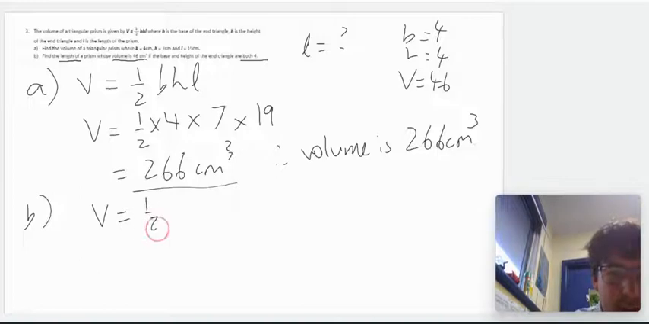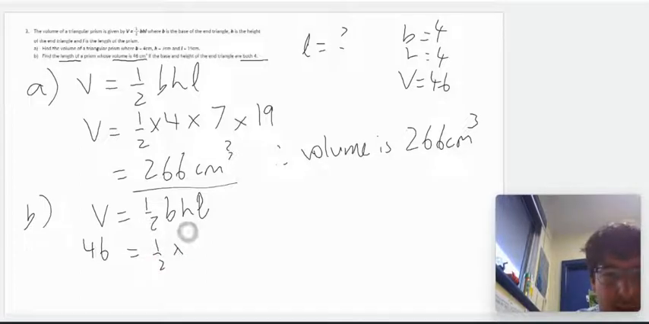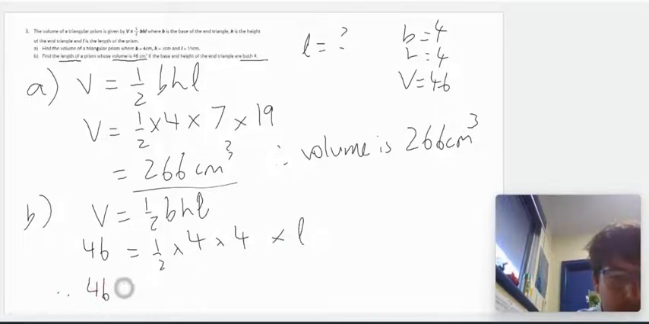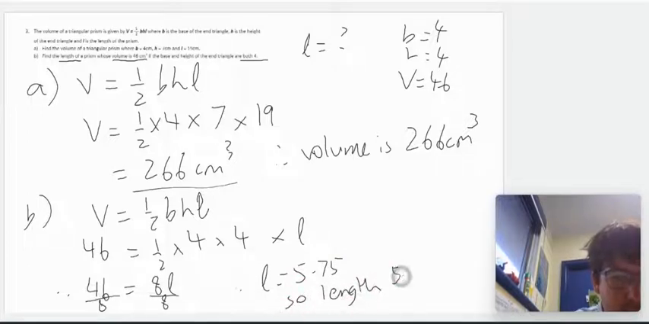So if we start with the formula, then we substitute everything in. We know that the volume is 46. So 46 equals half times the base, which is 4, times the height, which is also 4, times the length. So therefore, 46, we times these together, equals 8 times L. Then divide both sides by 8. Therefore, L equals 5.75. So length, 5.75 centimeters. That is how you do it.